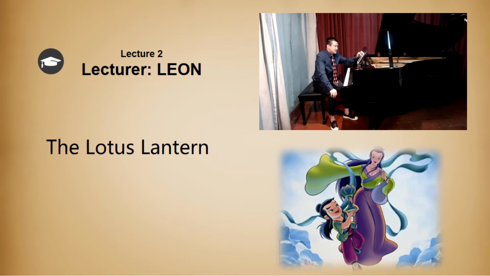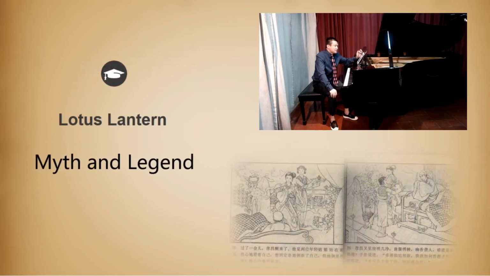Okay, next, let's talk about Lotus Lantern. Lotus Lantern, also known as splitting the mountain to save the mother, is one of the ancient Chinese myths. Its story is that the San Sheng Mu married Liu Xi and gave birth to Chen Xiang. Er Lang Shen, the second brother of the San Sheng Mu, stole the Lotus Lantern and pressed the San Sheng Mu under Meng Hua.